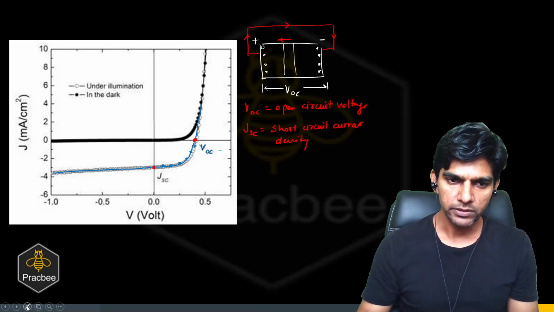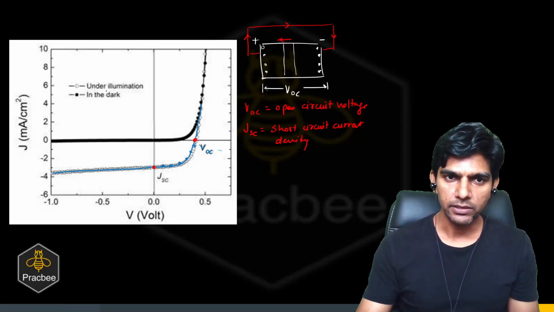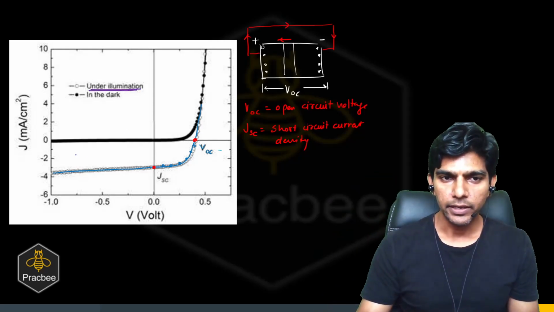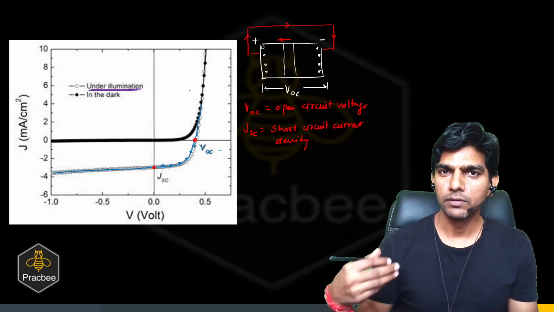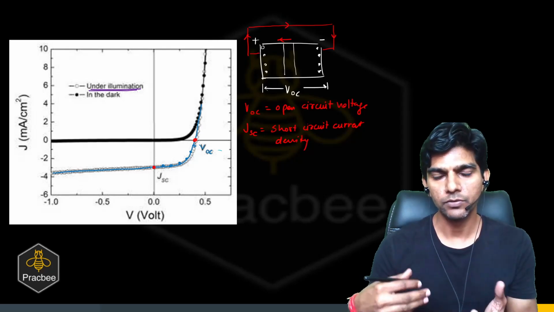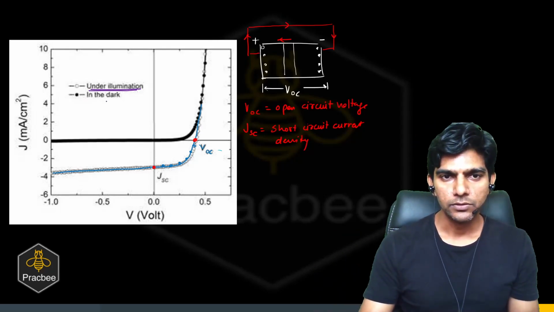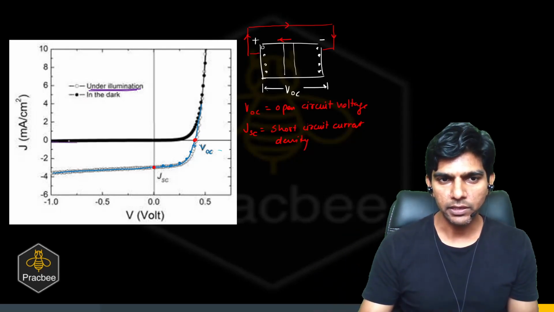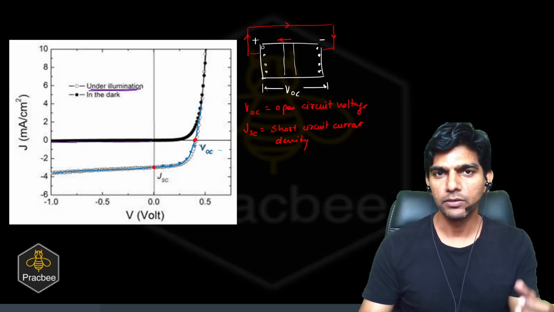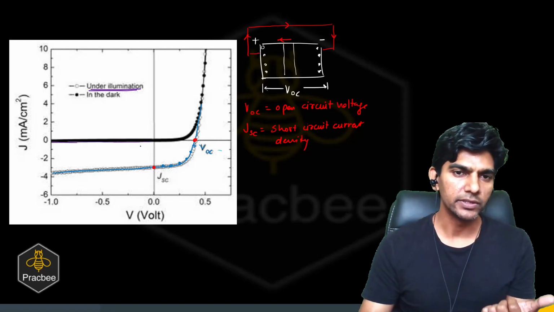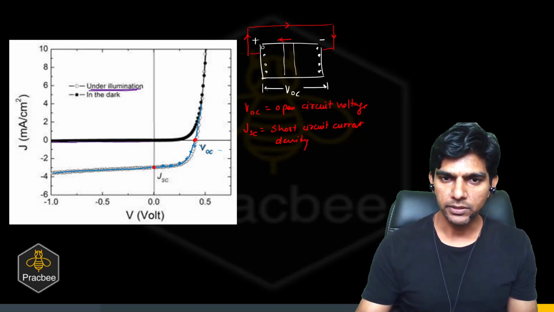So you should remember this blue graph is when there is illumination. What is illumination? When photons are incident. And this black one is nothing but the regular behavior of a diode in forward biasing and reverse biasing. So here it shows nearly zero current, because the current in reverse biasing is of the order of microampere. So we should remember this graph.